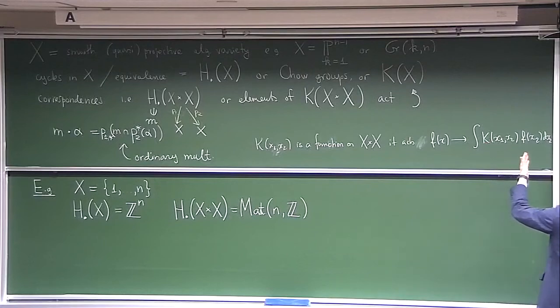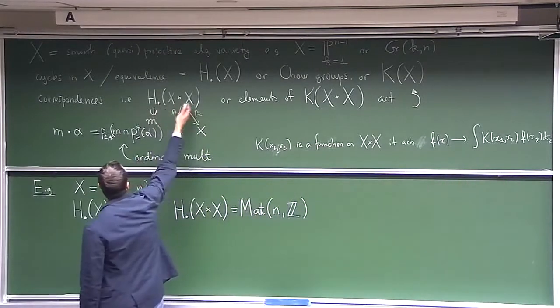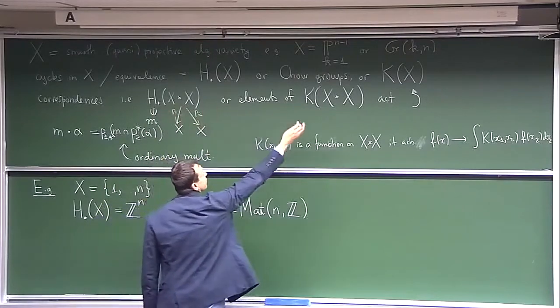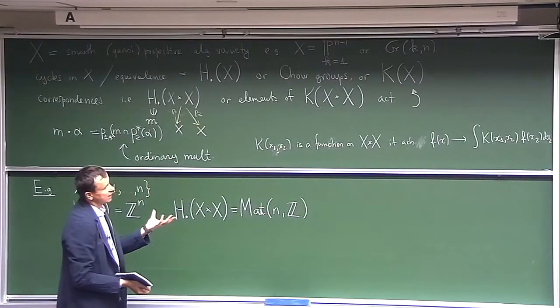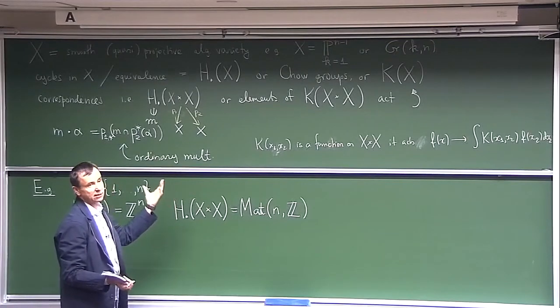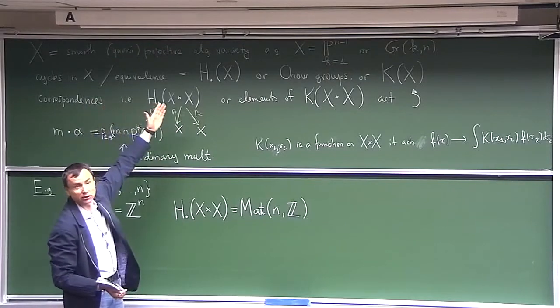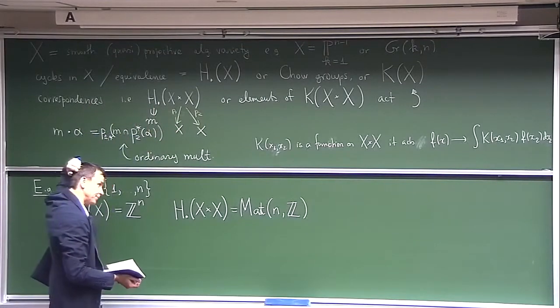But this can be defined anytime you have a notion of product, pullbacks and pushforwards. You can define operators like this. So in this sense, cohomology or K-theory and so forth of the product are really like matrices of shape X, subject to whatever equivalence you impose on your cycles in the first place.